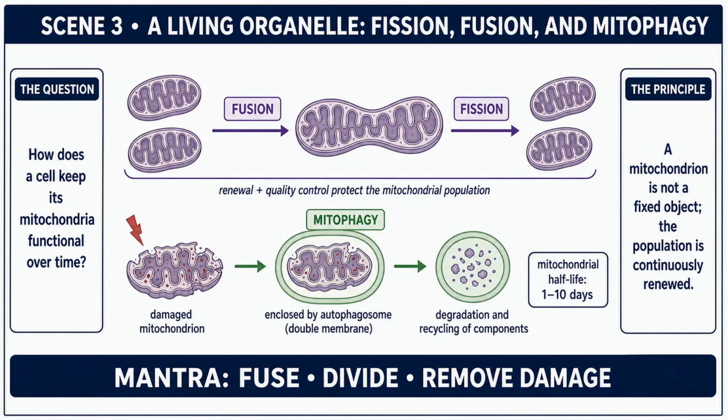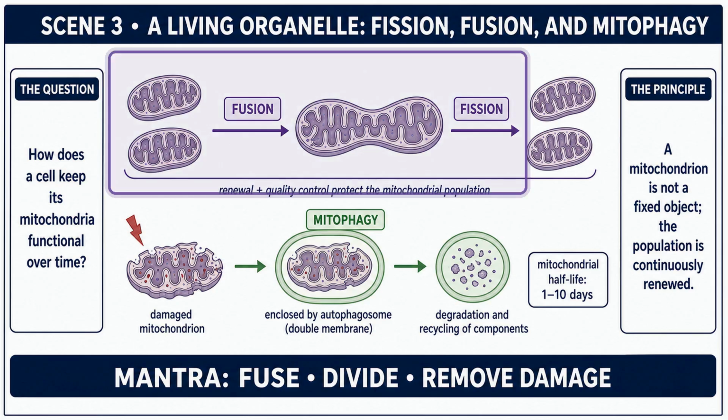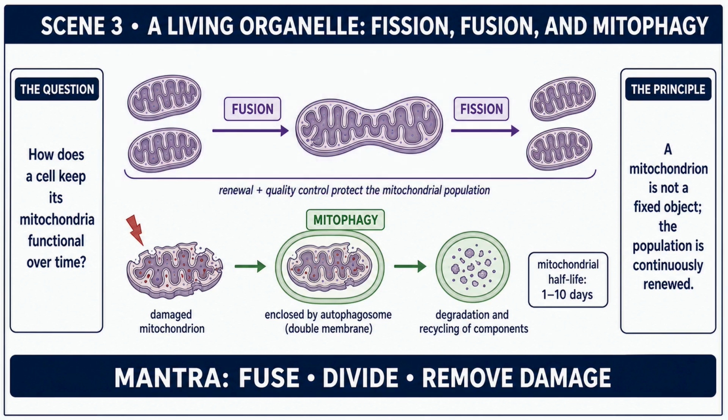Mitochondria are not fixed structures that simply remain in place. They are constantly changing. Newly synthesized mitochondria can fuse with existing mitochondria, and mitochondria can divide through fission. These processes help renew the mitochondrial population and limit the accumulation of damage caused by ongoing oxygen-free radical injury.